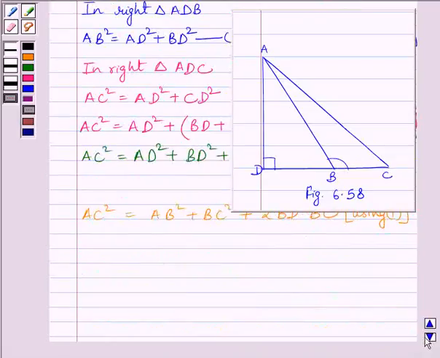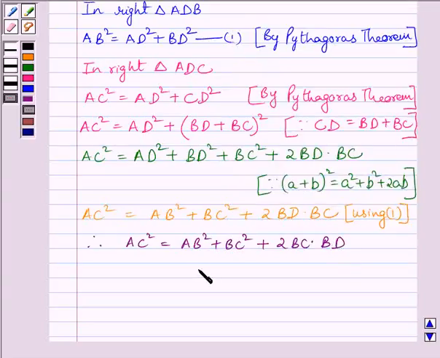Or, we can write it as AC square is equal to AB square plus BC square plus 2BC multiplied by BD. So, this is our required answer. Hence, proved.